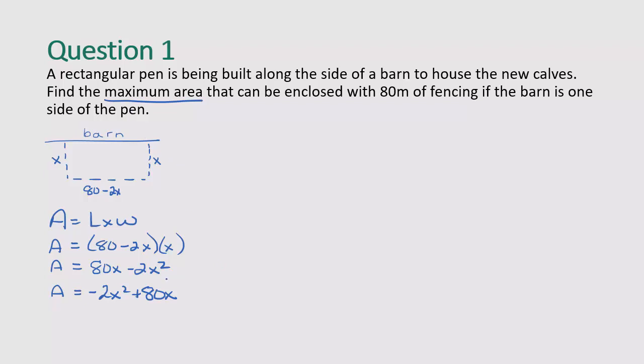Now that I have my quadratic equation, what am I supposed to do with it? According to my question, it's asking me for maximum area. If you see the words maximum or minimum in a question on a quadratic equation, that means I need to find the vertex. This equation has a negative for my a value, which means it's going to be a quadratic that looks something like this. So I'm looking for that maximum point. To find the vertex, to find the x value, we go minus b divided by 2a.